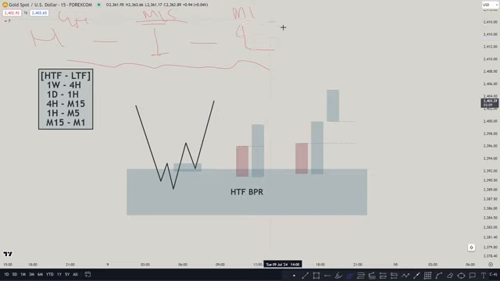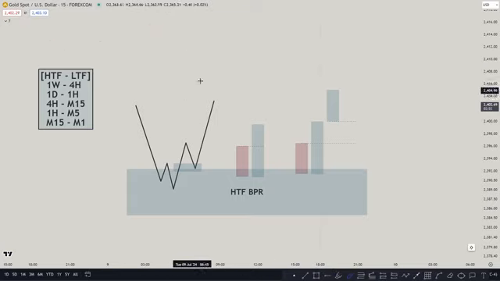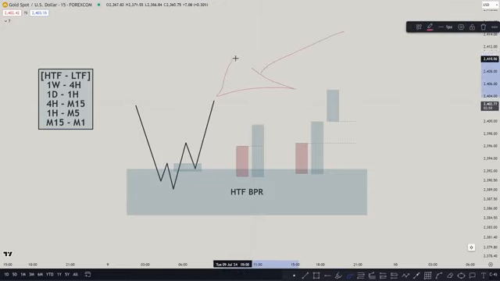I'll leave a video in the description, and it's going to be suggested now, for this type of time frame alignment. Okay, so all we're looking for is simply a higher time frame PPR and a lower time frame confirmation. I'm going to go over some examples now. Let's see how we can look at this from this perspective, the 2 time frames, higher time frame and lower time frame.